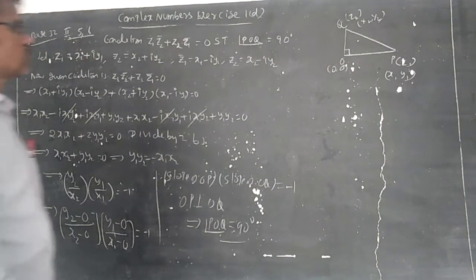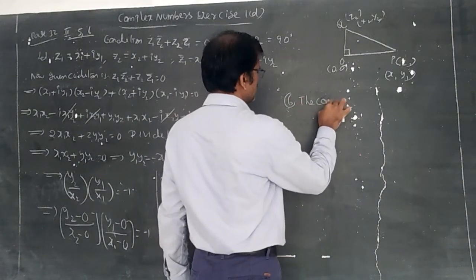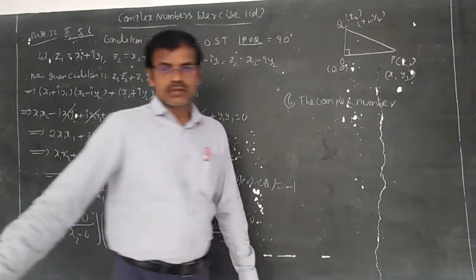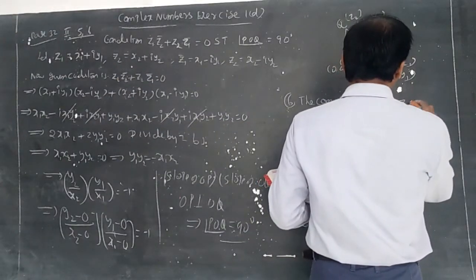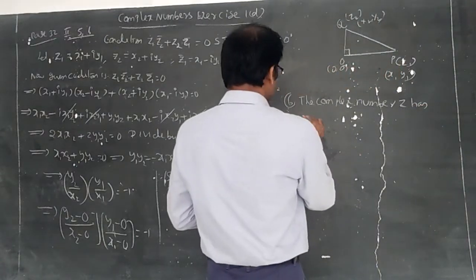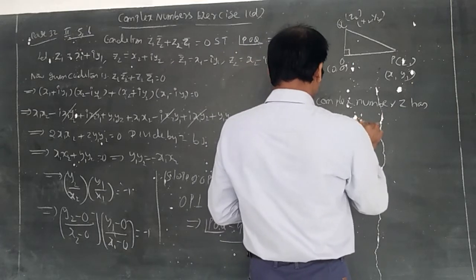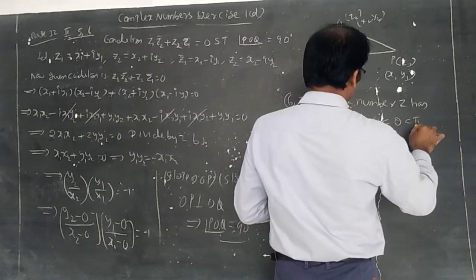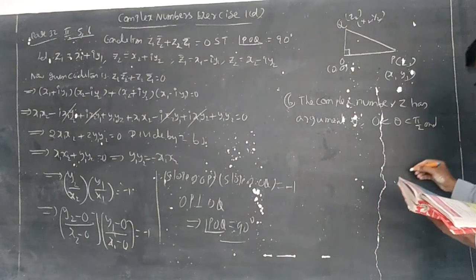Next, sixth question. The complex number question I am writing here. First of all, we need to understand the question. The complex number Z has argument theta. The condition is 0 less than theta less than pi by 2. So it is in the first quadrant only. No need to get confused about negative values.